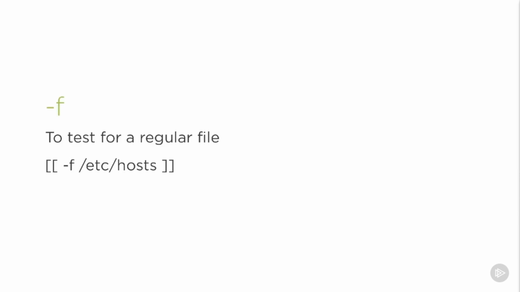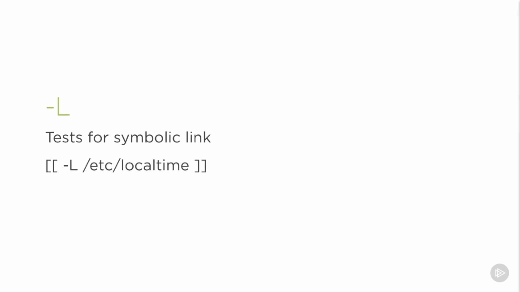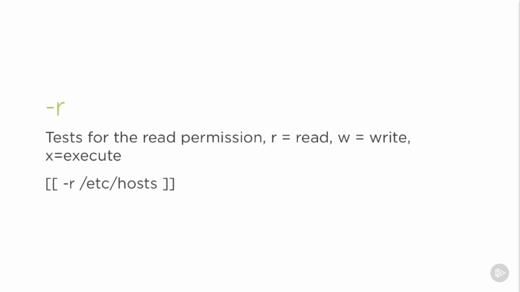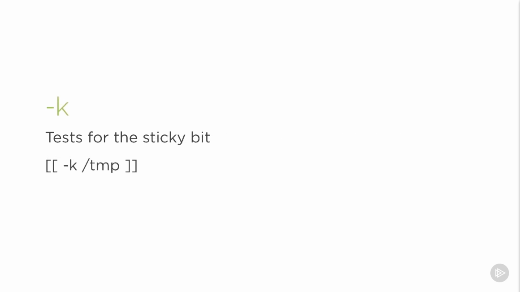Now, -f is to test for a regular file. When we look at -d, that's testing for a directory. Moving on, using the uppercase L, we can test for symbolic links. Using -e tests just for the existence of a file, where we're not so worried about its type. -r is looking for the read permission, but we can equally use -w for the write permission and -x for our execute permission. When we're looking at -k, we can test for the sticky bit. Of course, that's set on the temp directory, and if you remember, the sticky bit prevents you from deleting files unless you're the owner of that file.